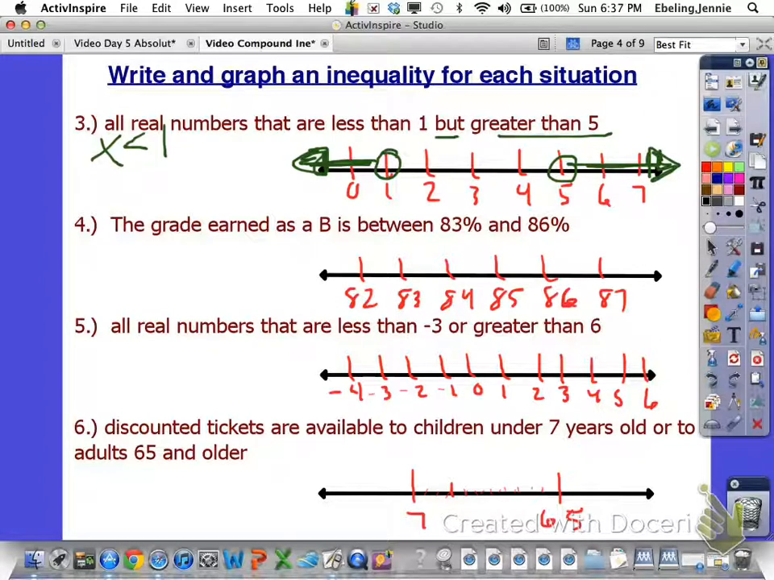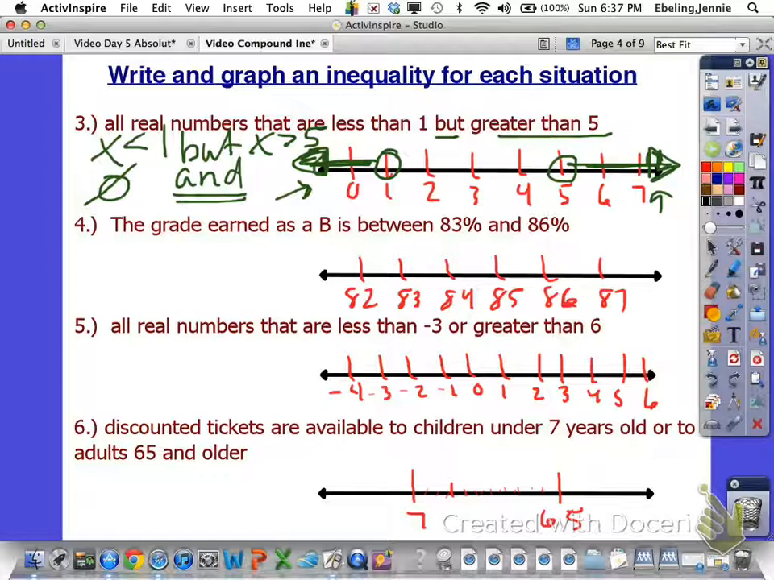Is there a number that can be less than 1, but then greater than 5? Think of that as an "and" situation. We said earlier that an "and" situation has to be where the two overlap. This graph does not have an overlapping region. So all real numbers that are less than 1 but greater than 5, there aren't any. So we could draw a circle with a line through it, and that would represent the empty set, that there aren't any numbers that represent that situation. There aren't any numbers less than 1 but also greater than 5.